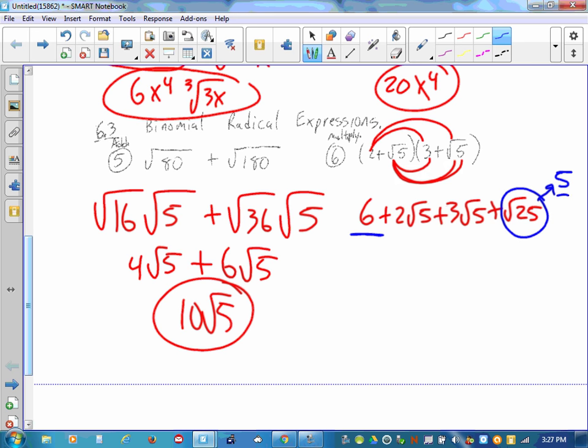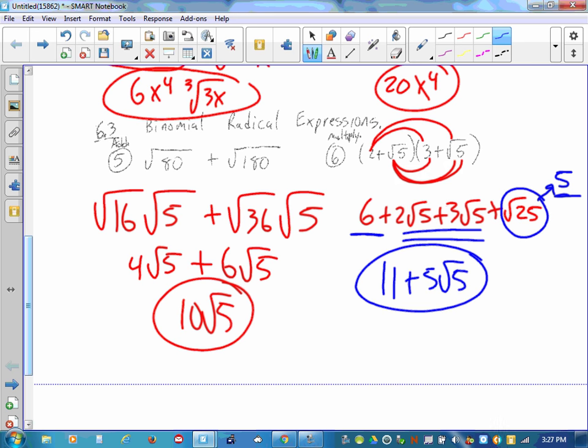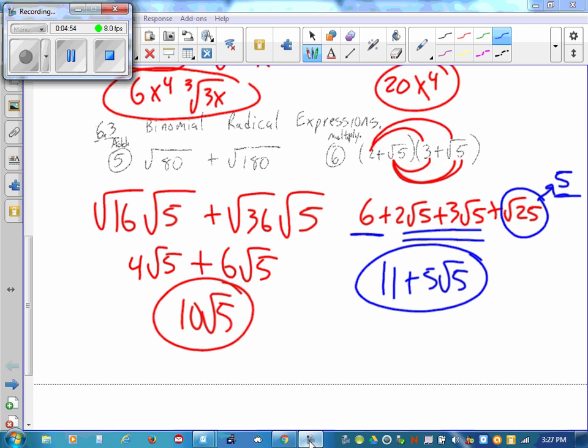Okay, so I got 6 and this 5 make 11. And then these are like terms in the middle. 2 things and 3 things make 5 things. So it's 5 radical 5. All right, moving on, checking the time. We are a whopping 5 minutes in.